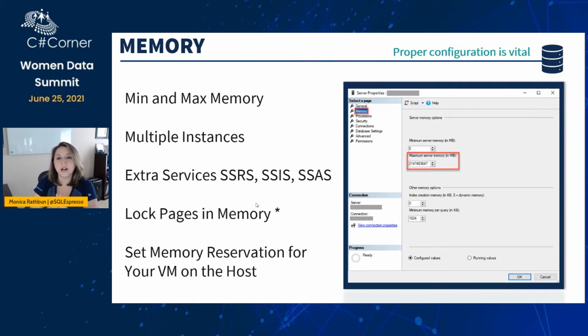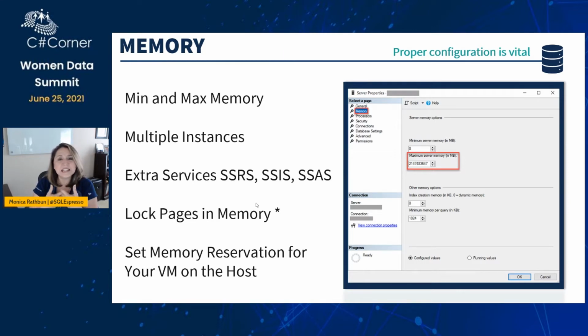If you're looking at your box right now and you go to the server properties and look at memory and you see this really large number, 2147483647, if you're looking at this number, then you have not properly configured your memory. You want to make sure you take care of that.